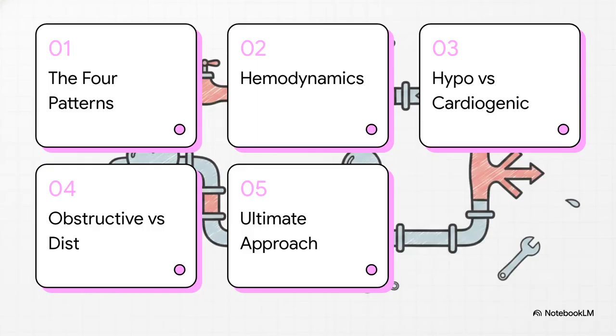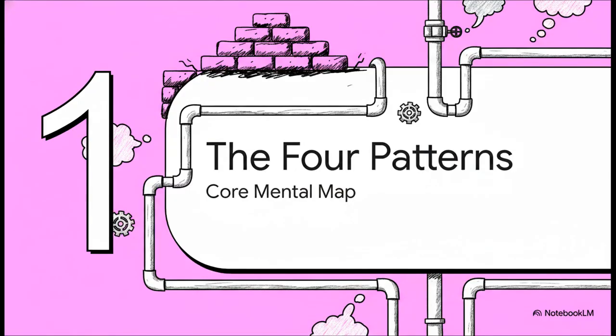Here is our roadmap. We're going to start with the 4 core patterns of shock, move right into the big picture of hemodynamics, and then we'll set up 2 major showdowns: hypovolemic versus cardiogenic, and obstructive versus distributive. Finally, we'll wrap the whole thing up with the ultimate exam approach. Let's get into it. Section 1. The 4 patterns of shock.